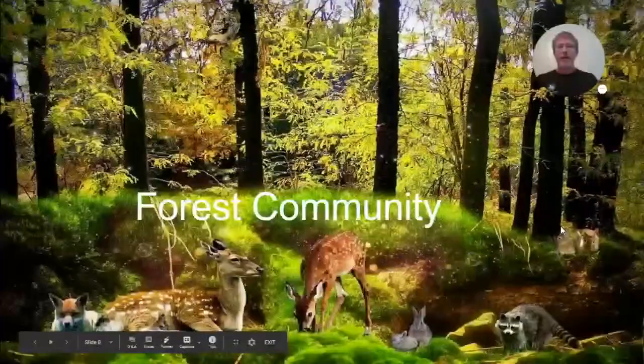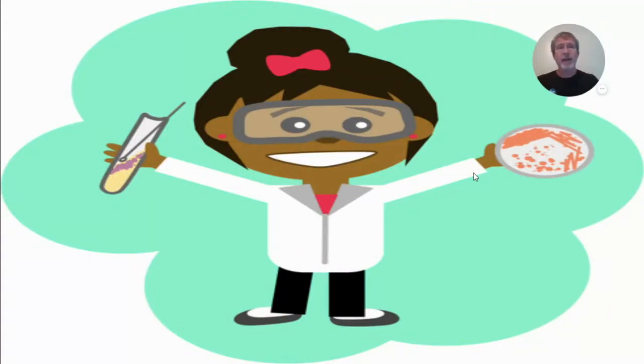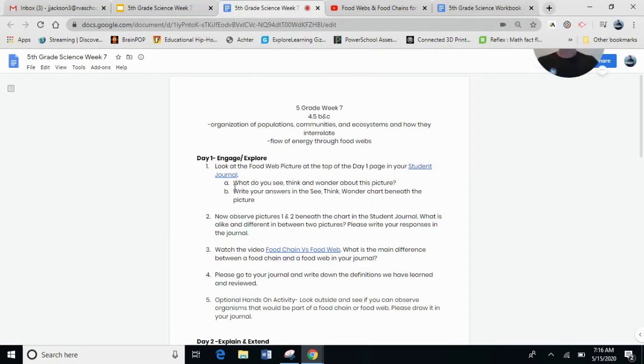So this is a forest community. So there we have Mr. Fox, Miss Deer with her little fawn there, little bunnies, raccoons, and then everything else that's living in there. So what I want you to think about is the idea of the ecosystem, because that's what we're still talking about here. So let's dive in to today's lesson.